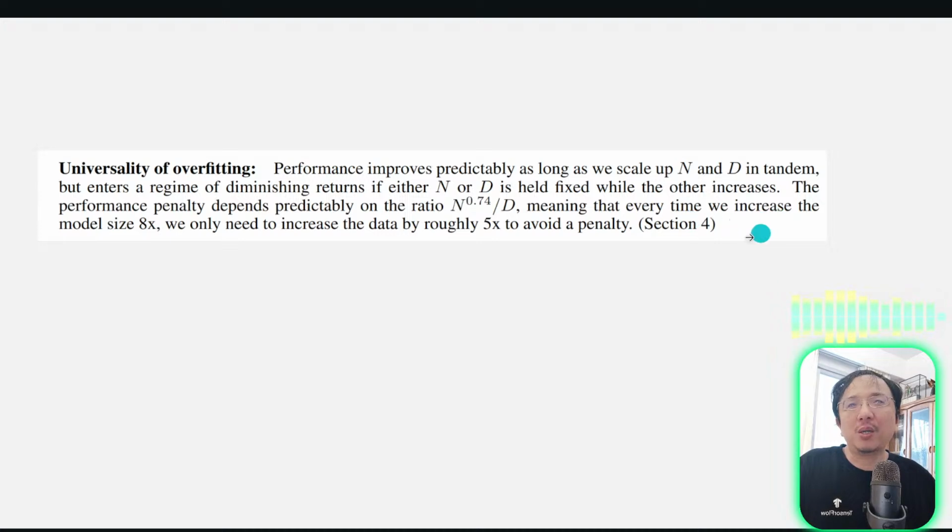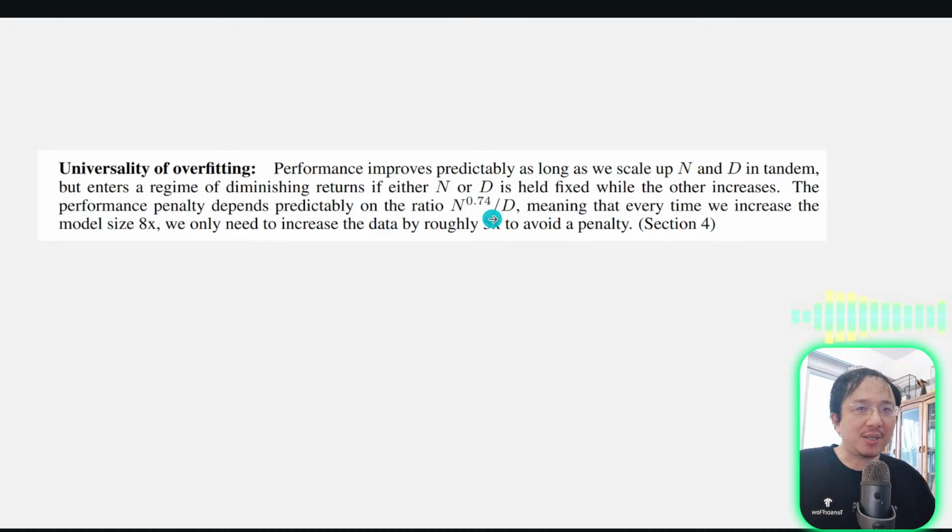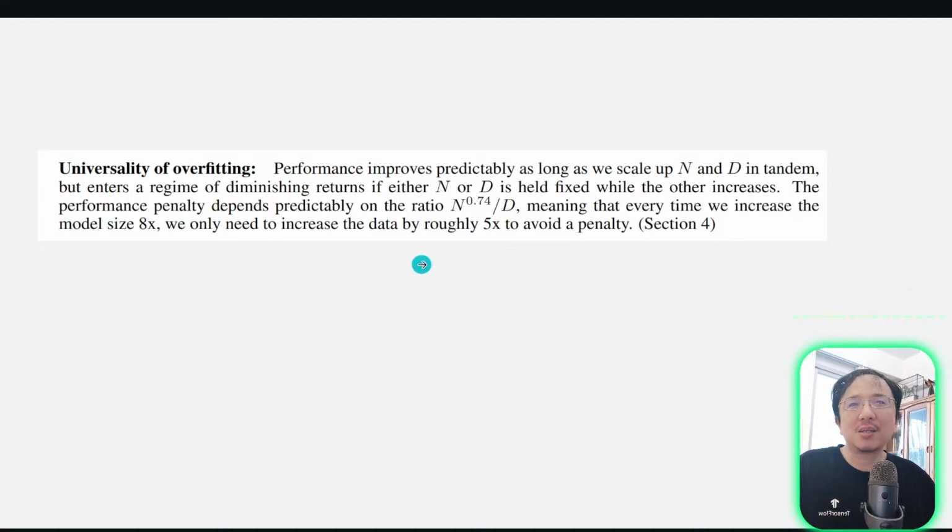So meaning every time we increase the model size 8 times, we need to increase the data size roughly by 5 times to avoid the penalty. So that's the ratio between the model size and the data set size. So that's their rules, the power law for the ratios between the dataset and the model size to ensure the performance of the model.